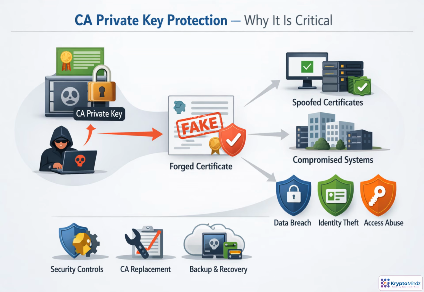Think of the CA private key as the organization's master seal. Anything stamped with it is automatically trusted by systems and users. If an attacker gets that seal, they can issue perfectly valid-looking certificates for fake servers, fake users, even malicious code. At that point, every trust decision can be wrong. Fixing this often means replacing the CA, reissuing certificates, and cleaning up trust stores, which is painful and risky. This is why multi-layer protection of that key is non-negotiable.